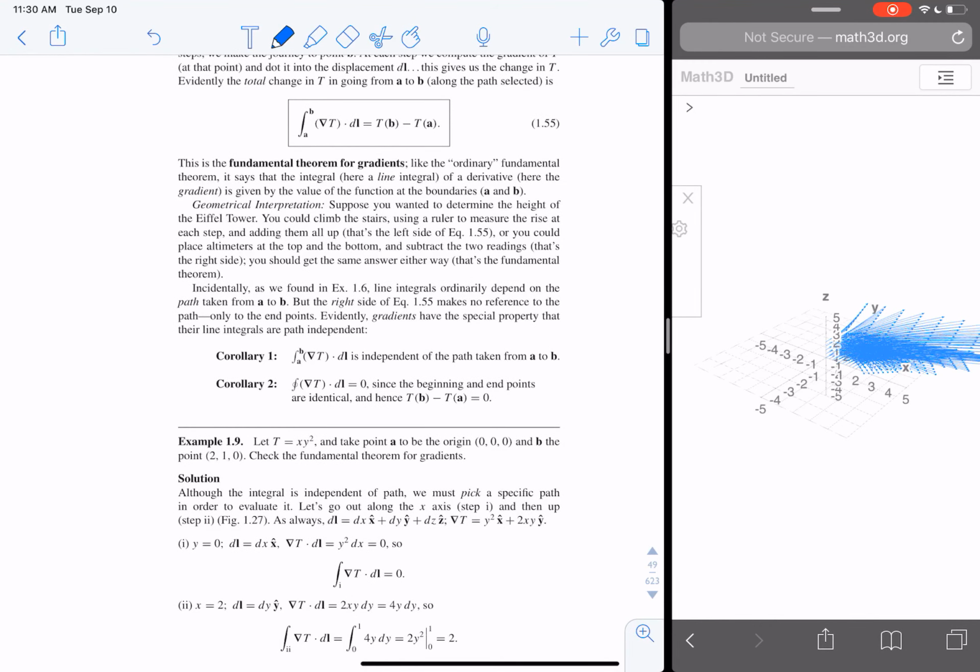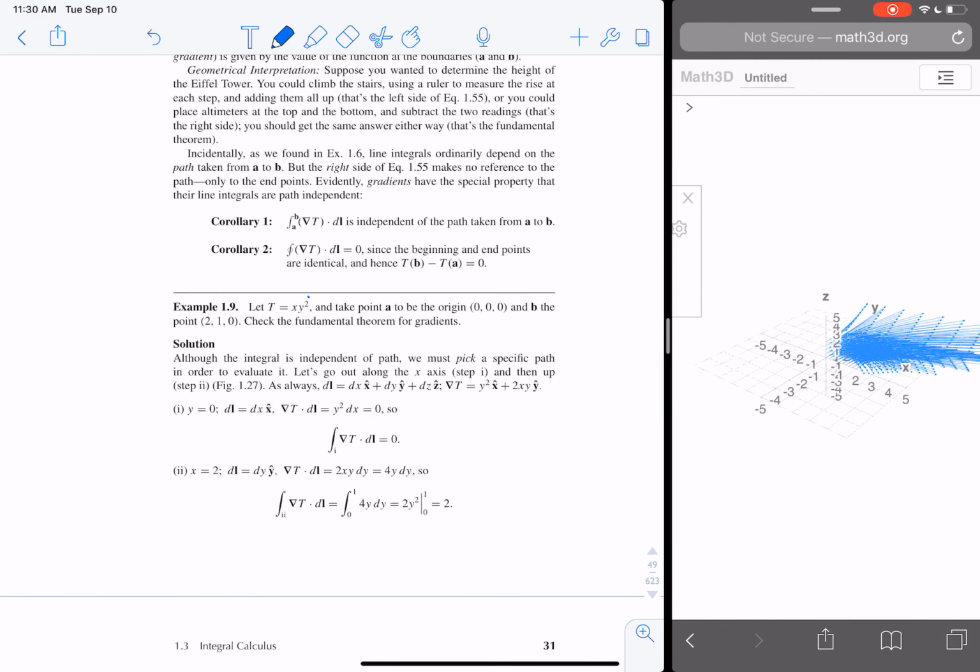For a conservative field, a closed loop gives you 0. Because the beginning and end points are identical, t at point B would be the same as t at point A, and so as you go around, you come back to where you start, and that line integral is going to be 0.